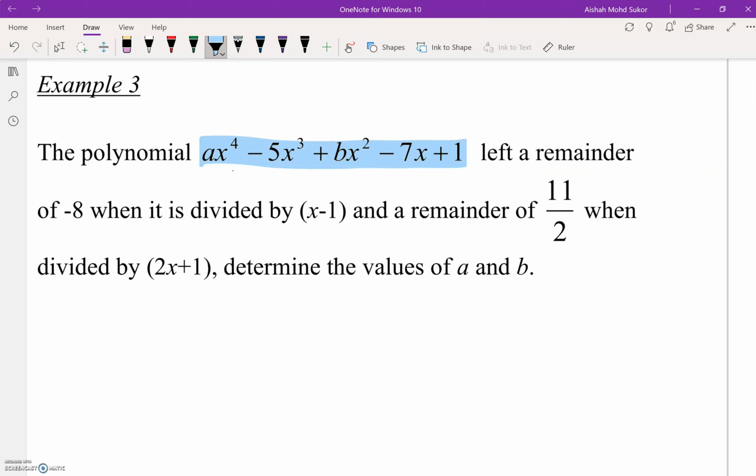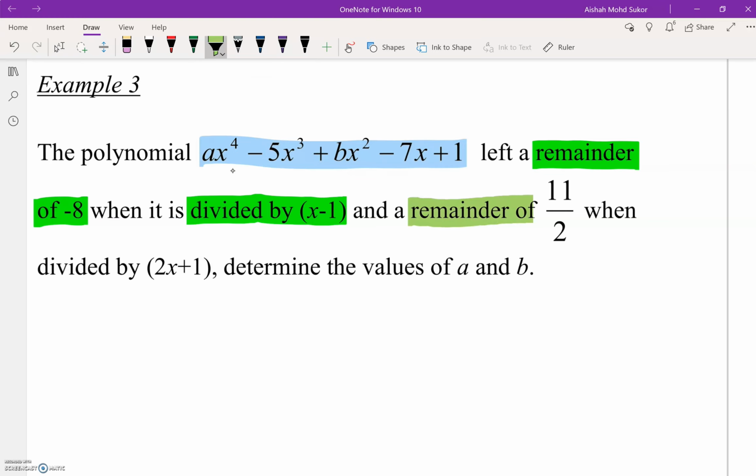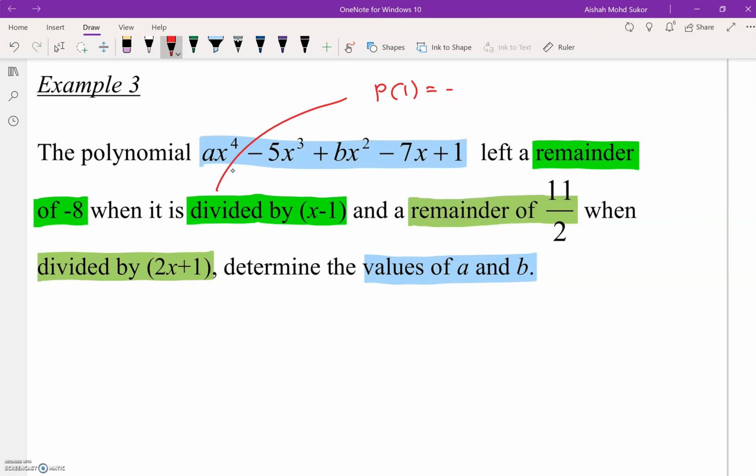The polynomial leaves a remainder of negative 8 when it is divided by x minus 1 and a remainder of 11 over 2 when it is divided by 2x plus 1. Determine the values of a and b. To find a and b, we have to create two equations because two unknowns, two equations. From the first statement, we have p(1) is equal to negative 8. And here we have p(negative 1 over 2) is equal to 11 over 2.